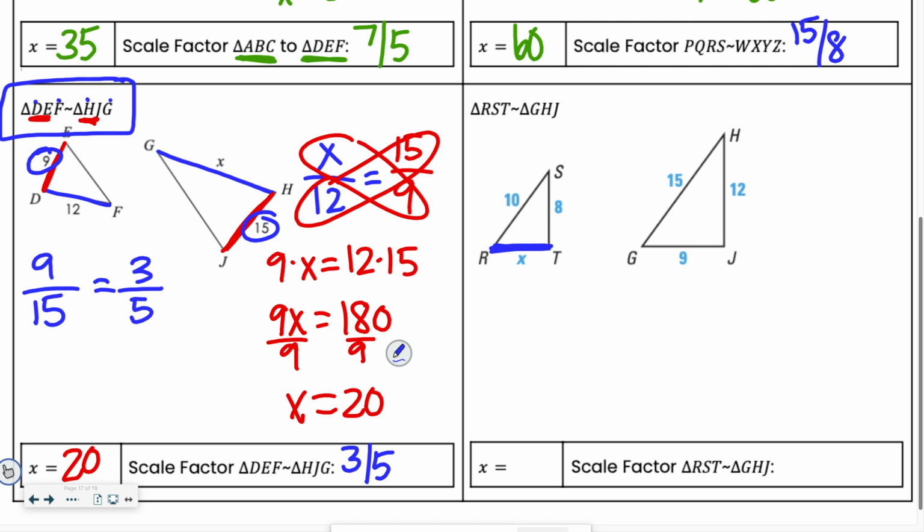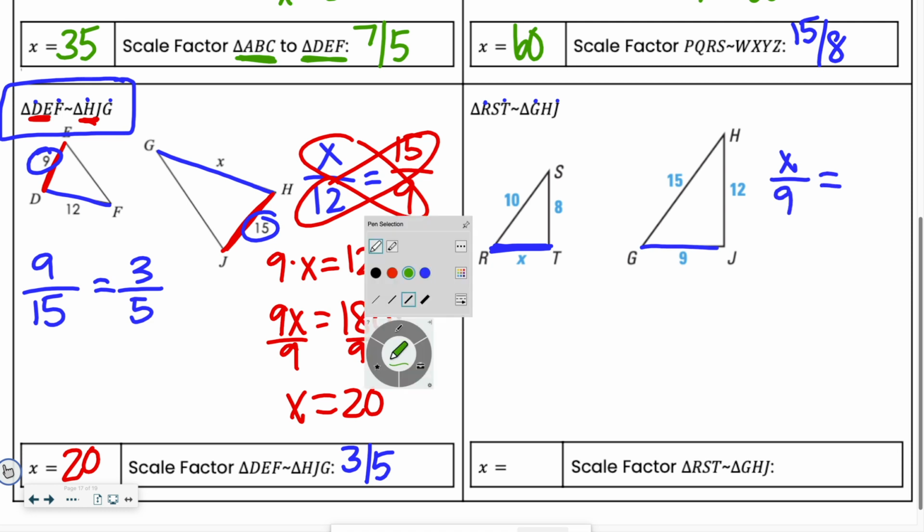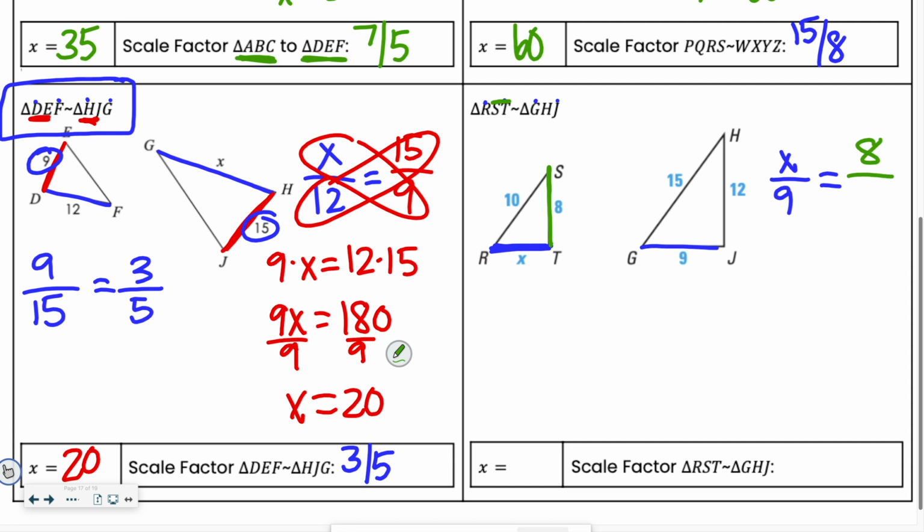So here we go. I'm going to start with my variable X. Now I look, RT matches JG. JG is 9. Is equal to, and now since you have a plethora of information here, you can pick. I'm going to go with 8. So ST matches HJ, which is 12. Now, if you use the 10 and 15, that's okay. You'll still get the same answer.